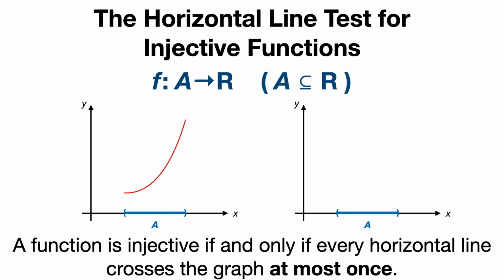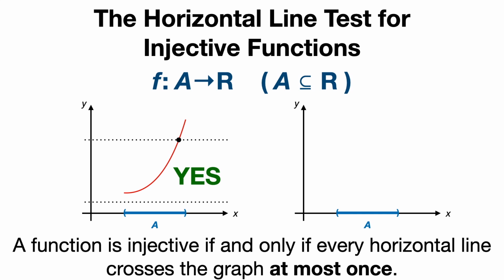Here's an example of the graph of a function on the domain A. Here's a horizontal line that crosses the graph one time. Here's a horizontal line that crosses it 0 times. And you can see that any other horizontal line will either cross 0 or 1 time. And so this is the graph of an injective function.